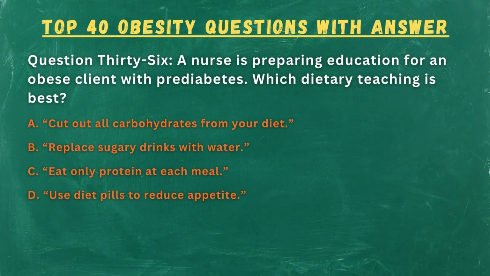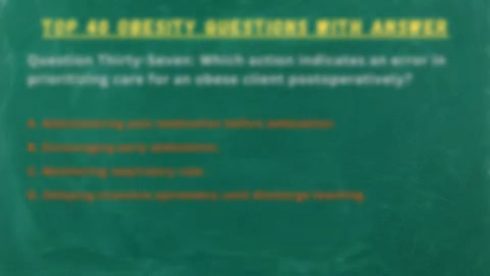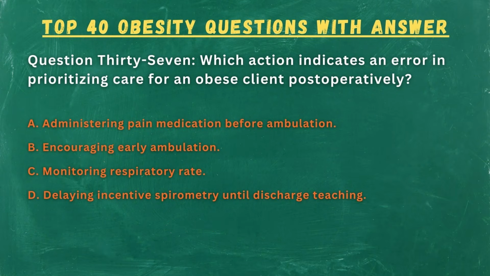A. Cut out all carbohydrates from your diet. B. Replace sugary drinks with water. C. Eat only protein at each meal. D. Use diet pills to reduce appetite. Answer. B. Replace sugary drinks with water. Question 37. Which action indicates an error in prioritizing care for an obese client postoperatively?